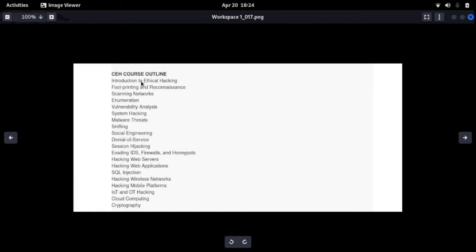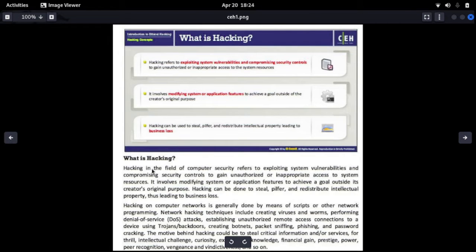We shall be looking at the first stage of ethical hacking, which is introduction to ethical hacking. Alright, what is hacking? Hacking in the field of computer security refers to exploiting system vulnerabilities and compromising security controls to gain unauthorized or inappropriate access to system resources. It involves modifying system or application features to achieve a goal outside its original creator's purpose. Hacking can be done to steal, pilfer, and redistribute intellectual property, thus leading to business loss.